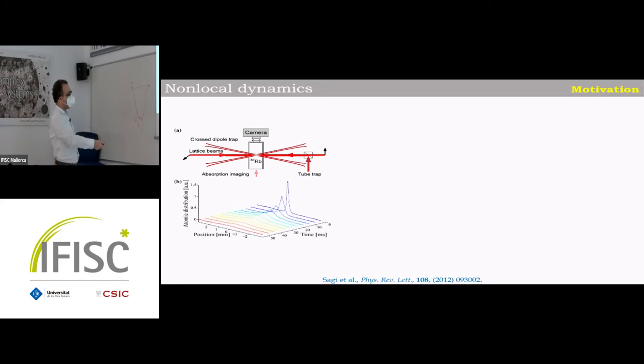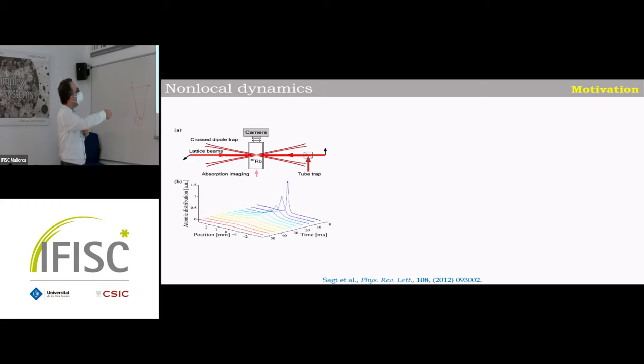For instance, in this study, PRL in 2012, the authors study very low temperature, or what is called cold atoms, the diffusion of cold atoms experimentally. This particular case was rubidium 87.